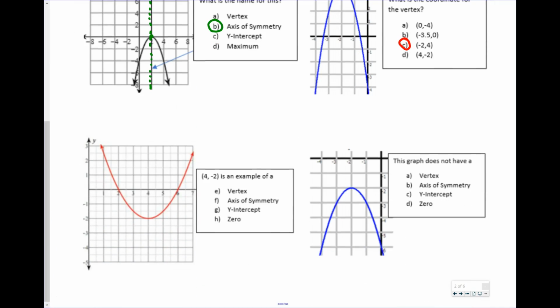Number 5, (4, -2) is an example of what? Well, let's go to (4, -2). That's right here. Well, that's the little valley right there. So that's your vertex. And the last one, this graph does not have a what?